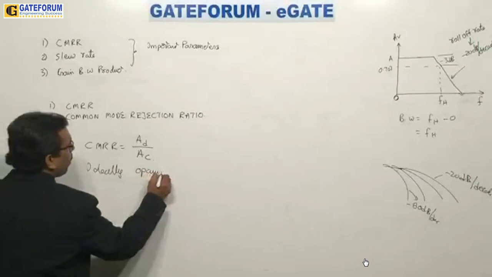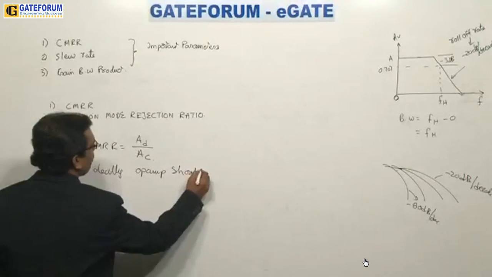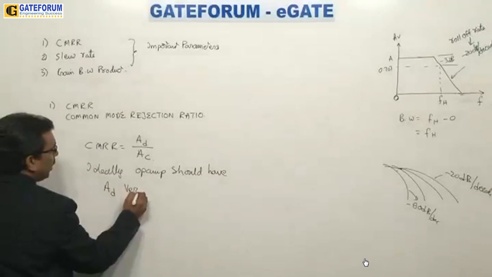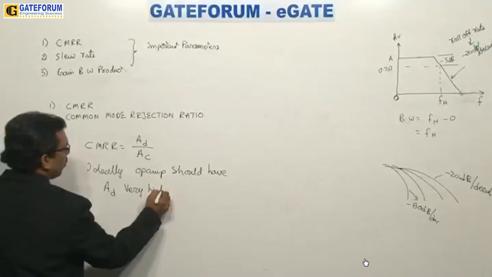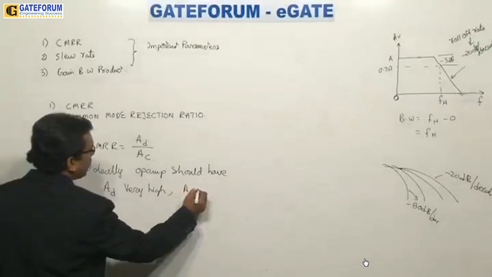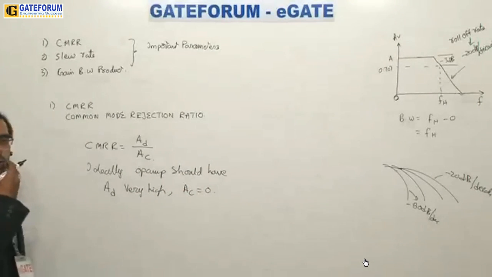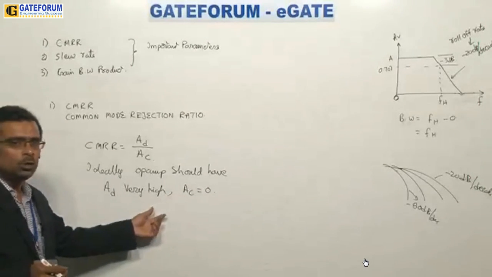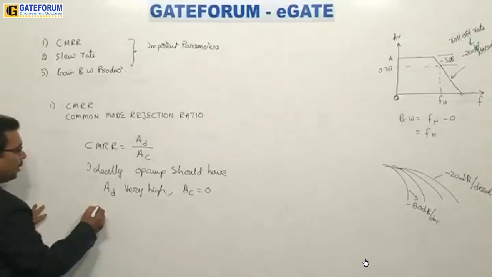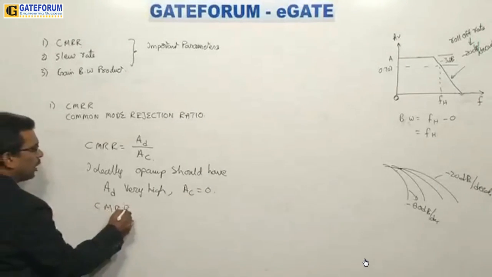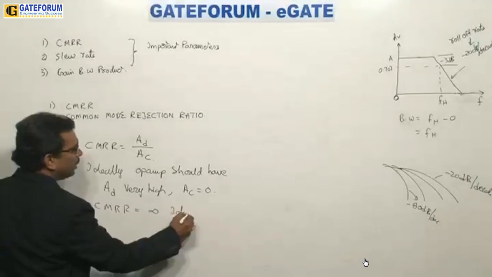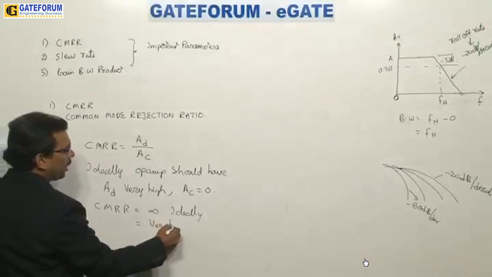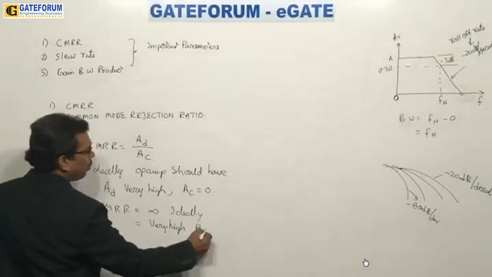Why? Because ideally the op-amp should have AD very high and AC 0, but practically it is not possible. You will definitely have some AC. Due to that reason, the CMRR should be infinity ideally. That is possible only when this condition is satisfied. Practically it is very high.